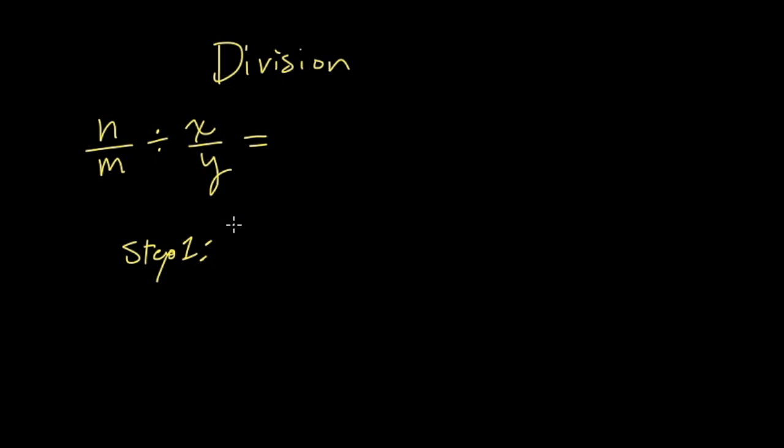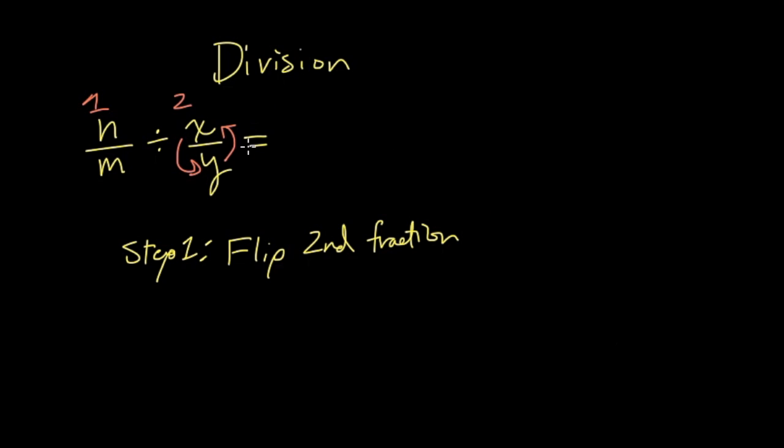So the beautiful thing about division is that there's only 2 steps. So here I have my n over m divided by my x over y. What we have to do is write step 1, flip the second fraction. So here I have my first fraction, I have my second fraction. All I have to do is flip this one like this, and the result will be n over m, and then the other fraction will be y over x.